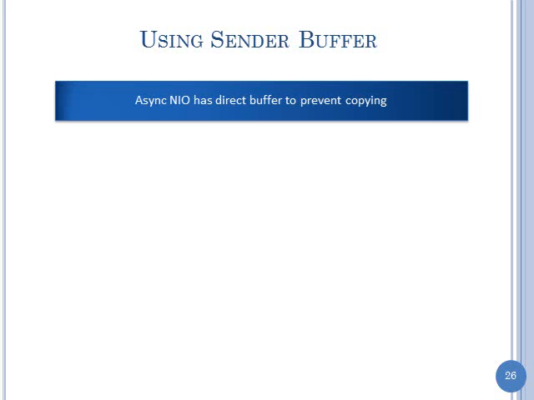And if you're using a sender buffer, async NIO does have direct buffers. So what do you do in NIO then? If you want to use direct buffers, what should you be doing if you want safe programs? How do we get to know that the buffer is available? Select. What kind of notifications does select give you?